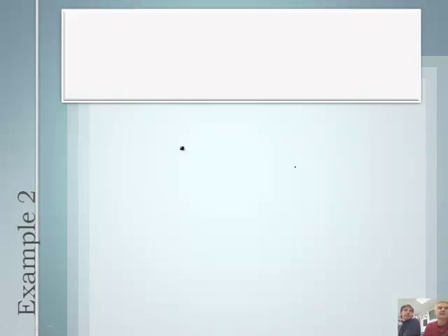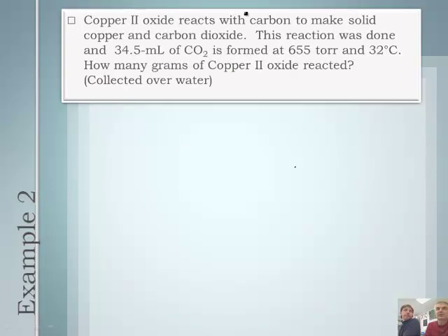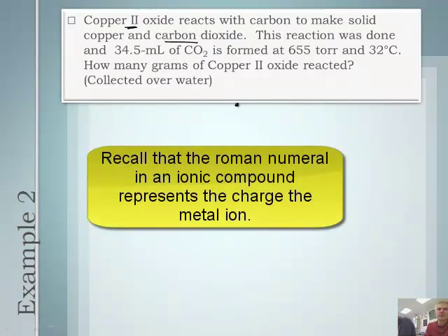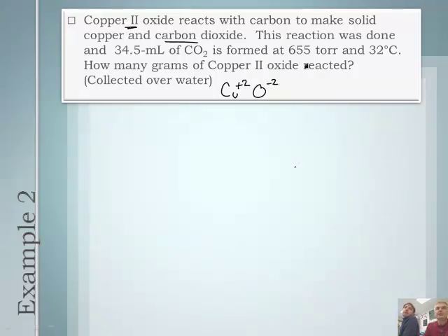Let's do one more example. Example number 2. Copper(II) oxide reacts with carbon to make solid copper and carbon dioxide. We've got to write a balanced equation. Copper(II), Roman numeral. What does that mean? That's the charge. Cu plus 2. Oxide is O negative 2.